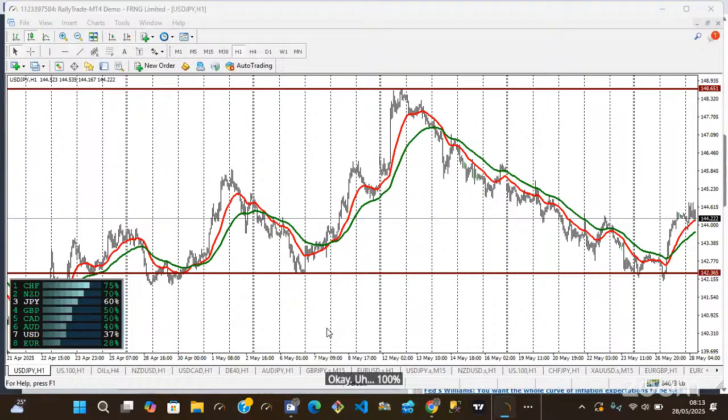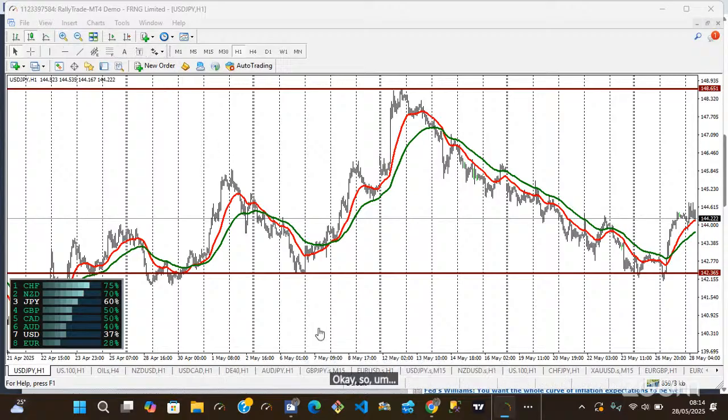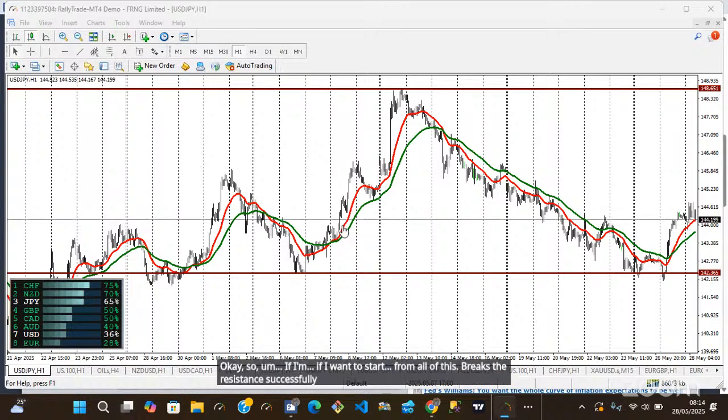100% retracement. Okay. Looks like some people have listened, or maybe you've done your due diligence, right? So if I start from all of this, it breaks the resistance successfully and trades up. Okay, so let me do it this way now.